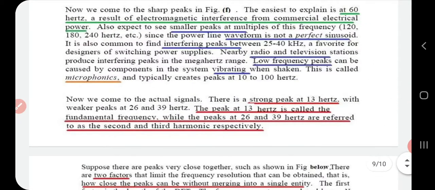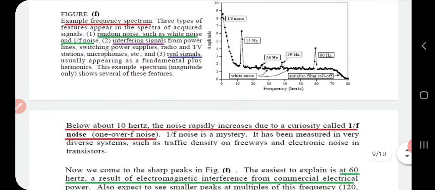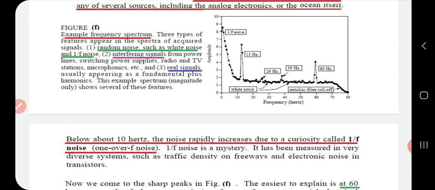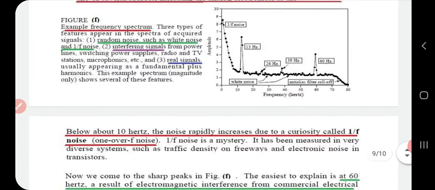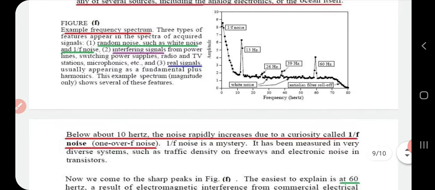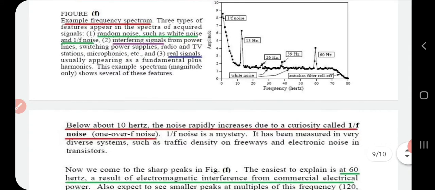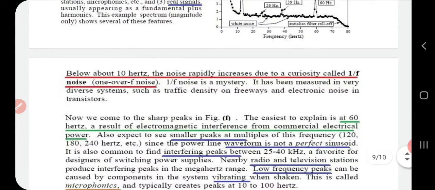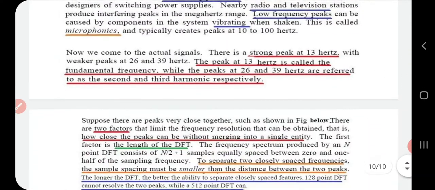Then the strongest peak here is at 13 hertz. Look at the figure, and that is called the fundamental frequency. Now the weak peaks at 26 hertz and 39 hertz marked in the figure are called the second harmonic and third harmonic respectively. That is the analysis of the frequency spectrum.